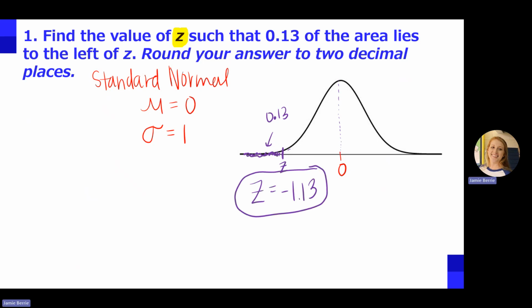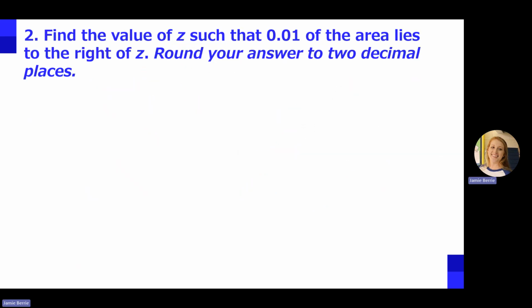All right, so I'm expecting that value to be negative. So that negative makes sense to me. All right, let's try another one. Very similar. Find the value of z such that 0.01 of the area lies to the right of z. That's a really tiny, tiny area.